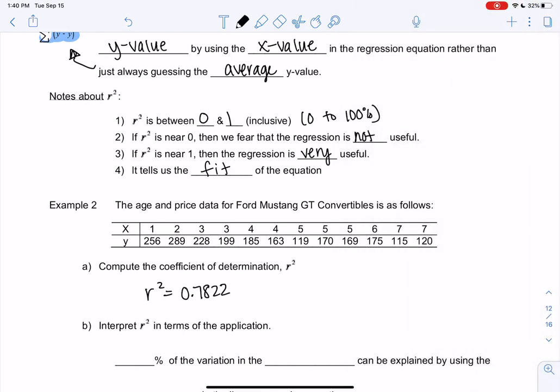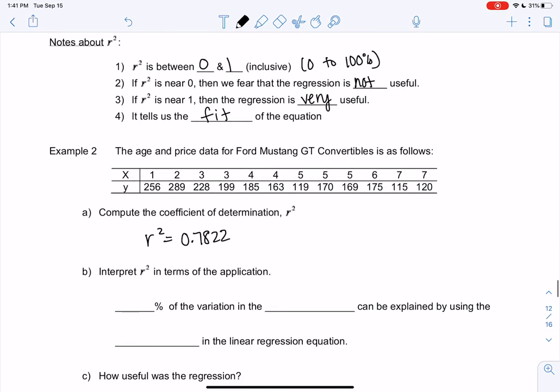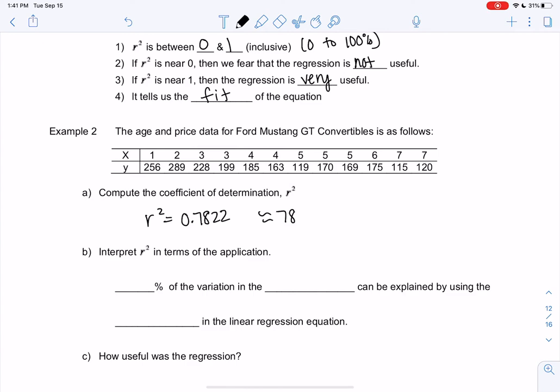All right, so let's try to interpret that first definition. So it tells us this would be 78.22% of the variation in the y value, so the y value here was cost or price, can be explained by using the x value, which is age. So this is basically telling us, why don't all Mustangs cost the same? 78% of that can be explained by using age. And that makes sense, right? Cars change value based on their age.